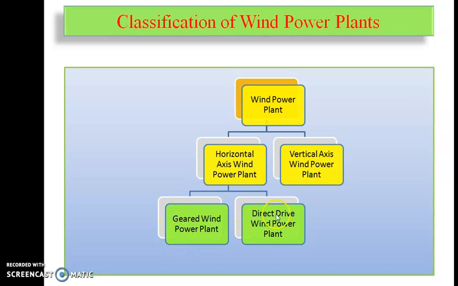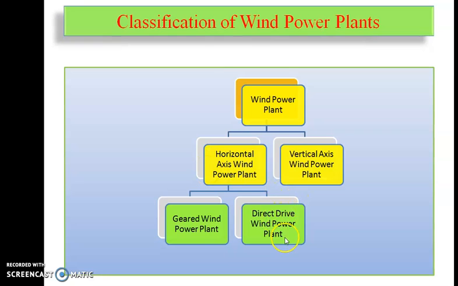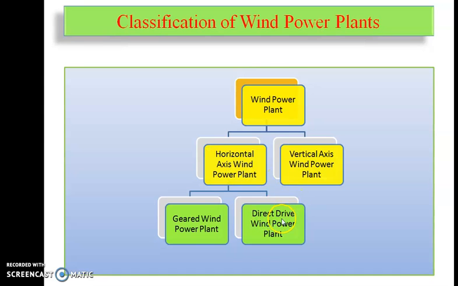Now second one is a direct drive wind power plant. Direct drive म्हणजे काय? If the gearbox is absent, that means if there are no gearboxes, and the blades' axis or shaft is directly connected to the generator, then we call this type a direct drive wind power plant. If we are using the gearbox, then we call it a geared wind power plant. If there is no gearbox and the wind blades are directly connected to the generator, then we classify it as a direct drive wind power plant.